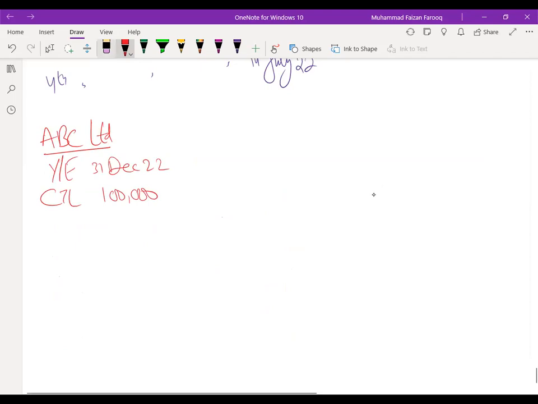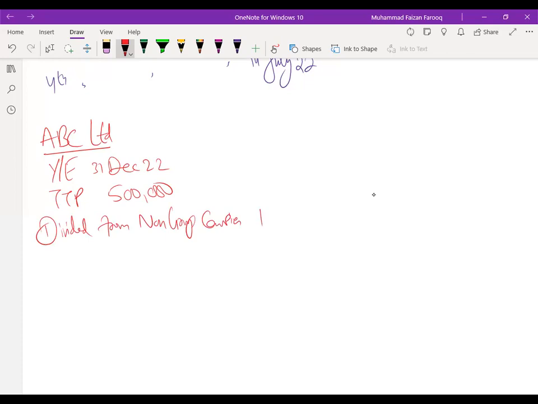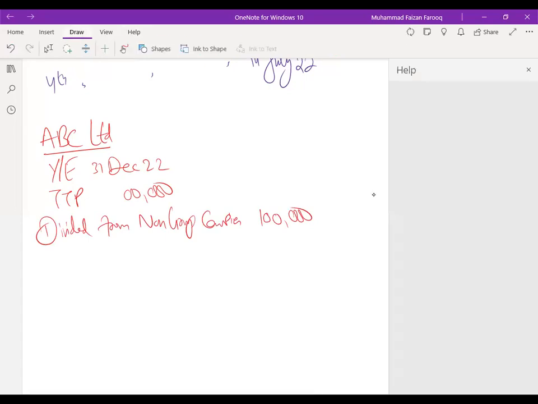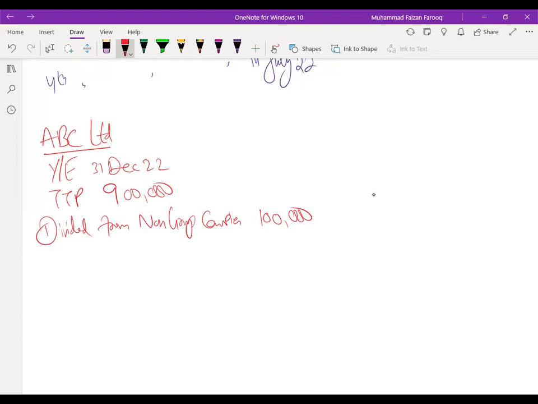I will not give you corporation tax liability. I will make it a bit different. I am giving you TTP 500,000. I am giving you dividend from non-group companies 100,000. Okay, and I ask you the due date and corporation tax liability. Can you tell me?